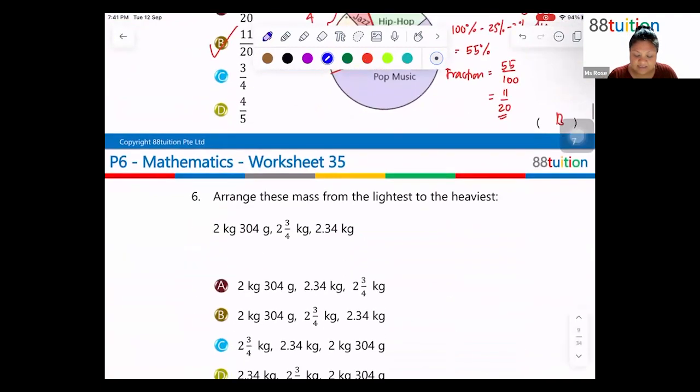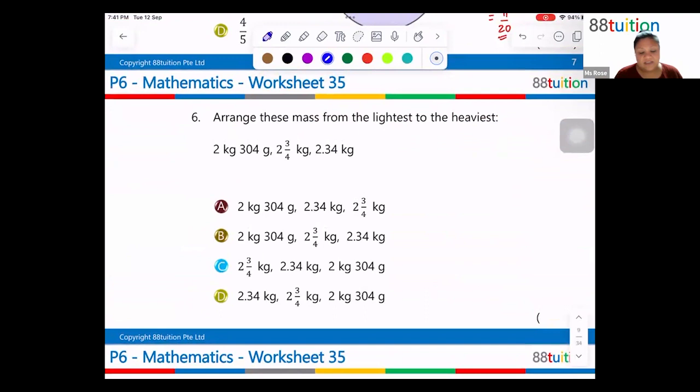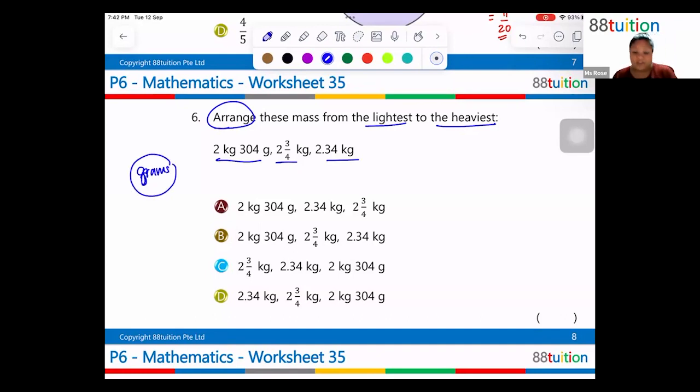Question 6. For this question, they ask you to arrange from the lightest to the heaviest. So if you look at all these values, the easiest is to arrange and order them as they are first. So choose 1 unit. Yes, Wilma, go ahead. What do you want to make it into? So I think it's easier to convert everything to grams. Okay, we're supposed to convert everything to grams.